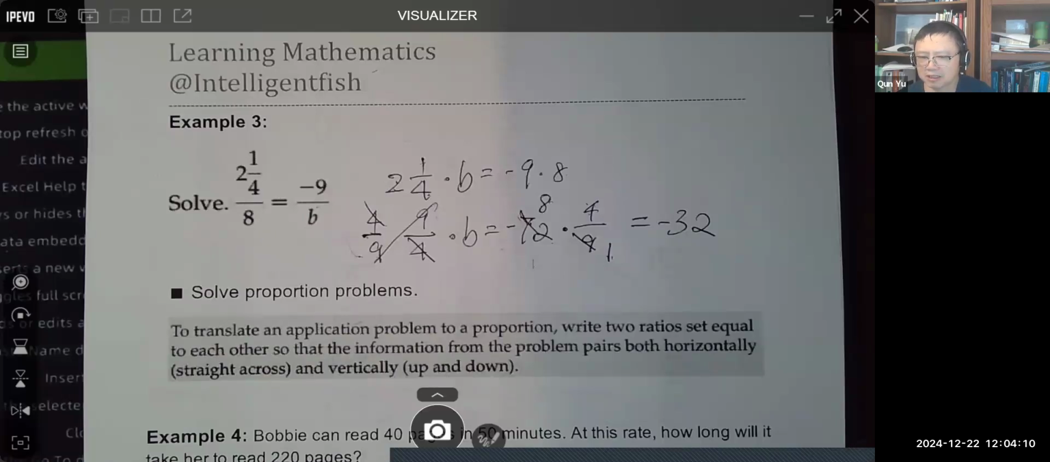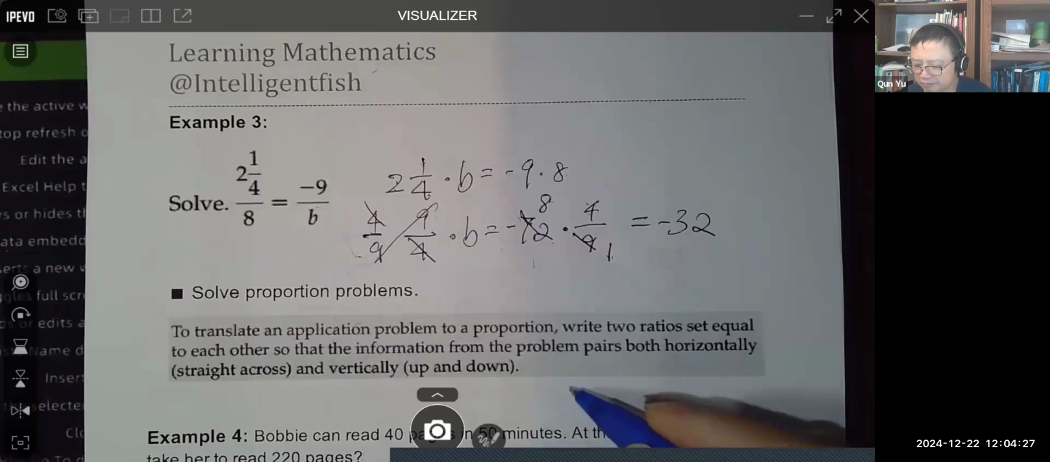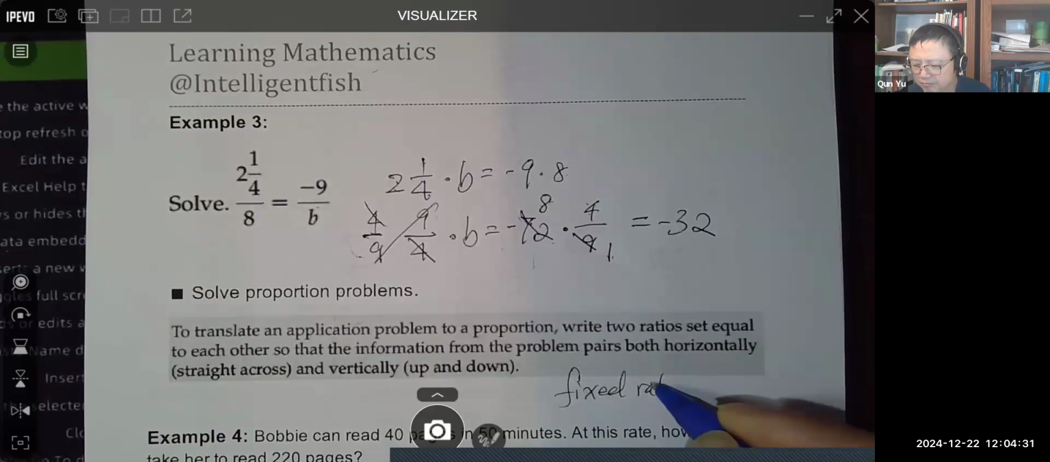So the more important question before we do translation is how do we identify this is a proportion application problem? Actually, it's pretty easy to do. As long as you have a fixed rate, fixed rate or fixed ratio, then you have a proportion problem. Then you can go ahead and do translation.